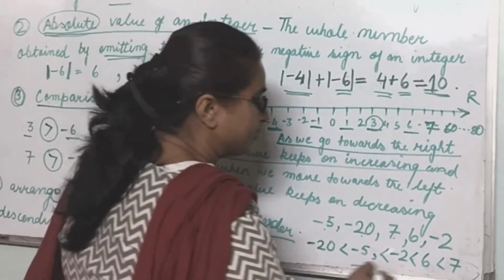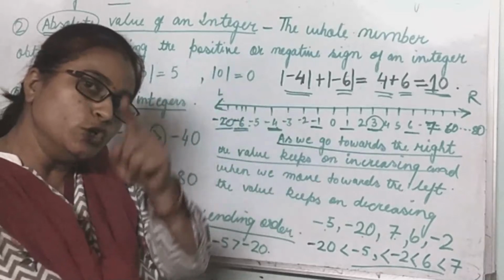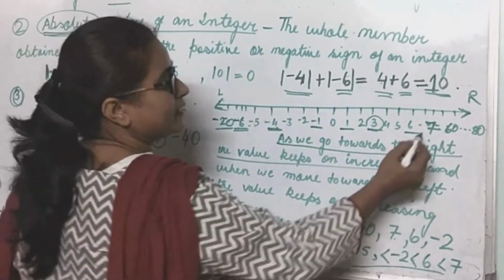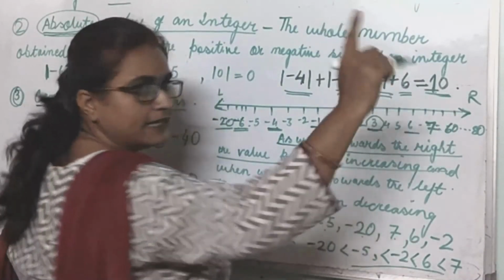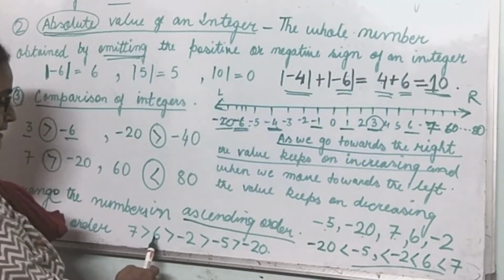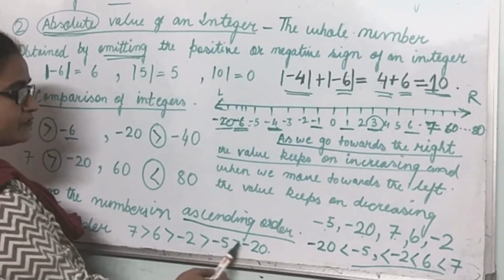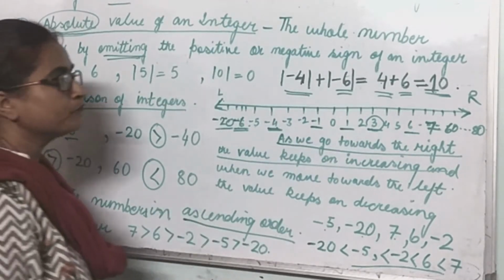The same way we can do it in descending order also. Descending order means big to small. Towards the right is the largest number. So I will arrange: 7 is greater than 6, 6 is greater than minus 2, minus 2 is greater than minus 5, minus 5 is greater than minus 20.